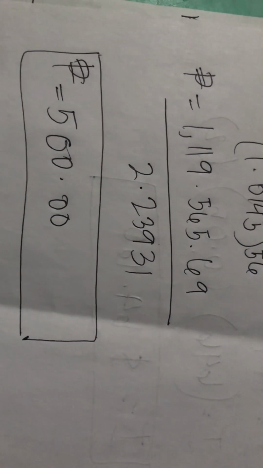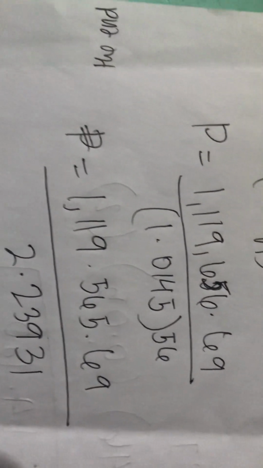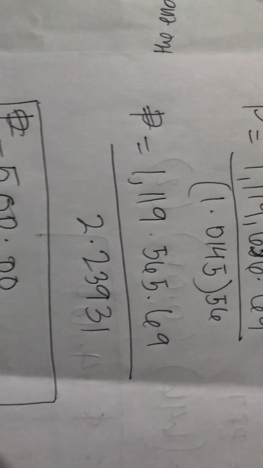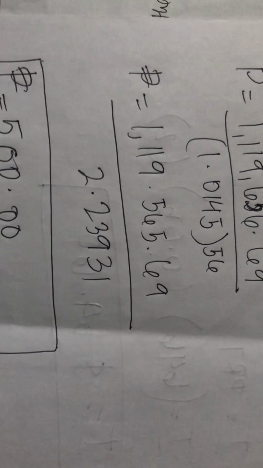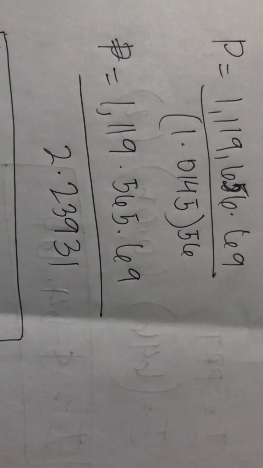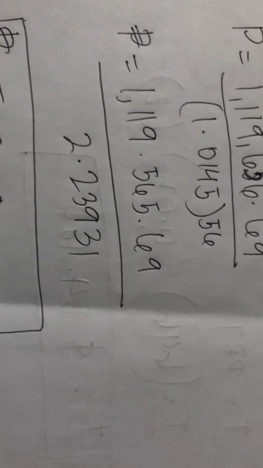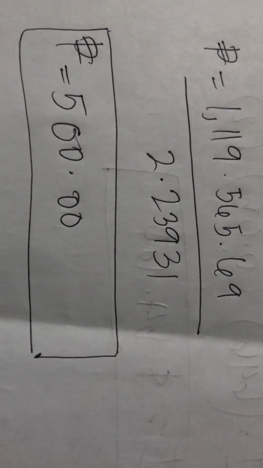So in getting the answer of number 9 in compound interest, just divide the 1,119,565.69 over the 2.23931, so you can get the answer of 500 pesos.